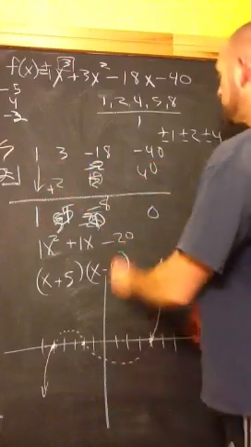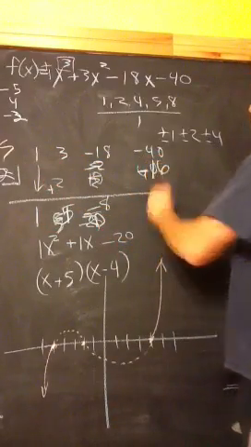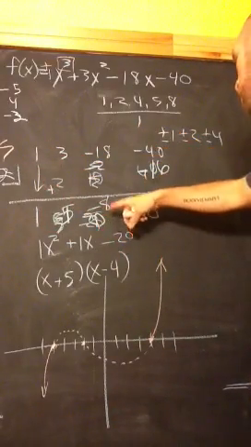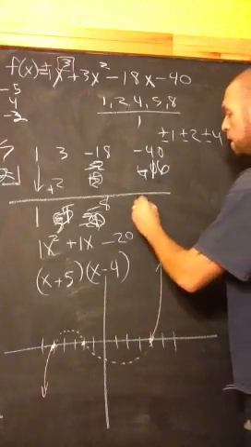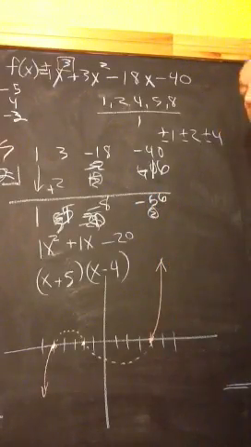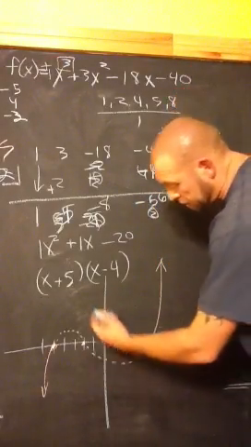If I get a negative 16, what do I get? Negative 56? Yep. So negative 56 it would be. Okay, so that's obviously a big number.